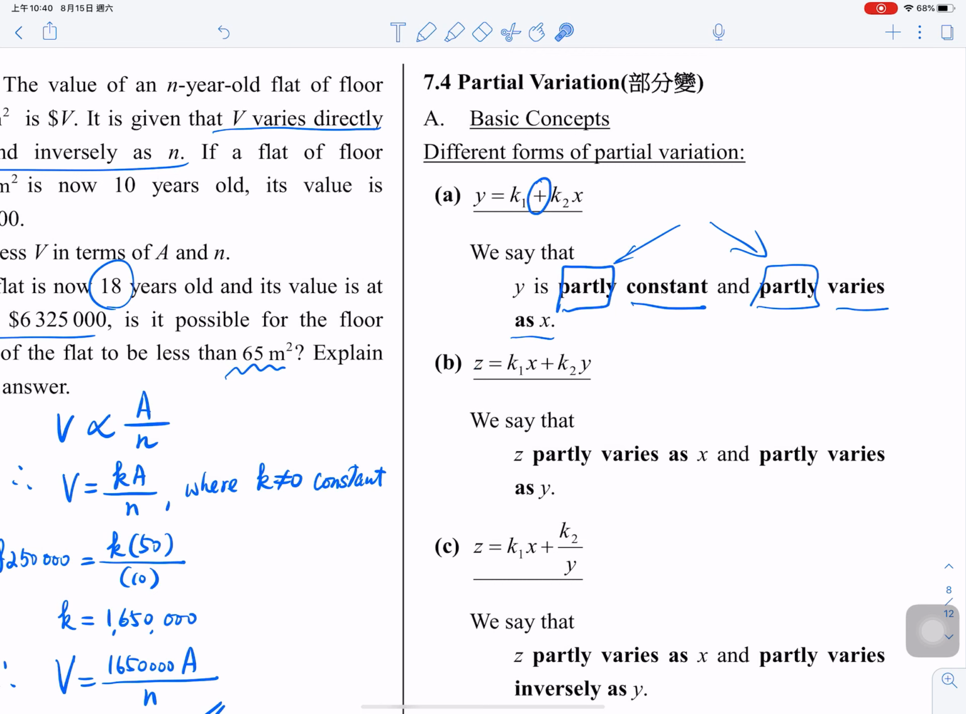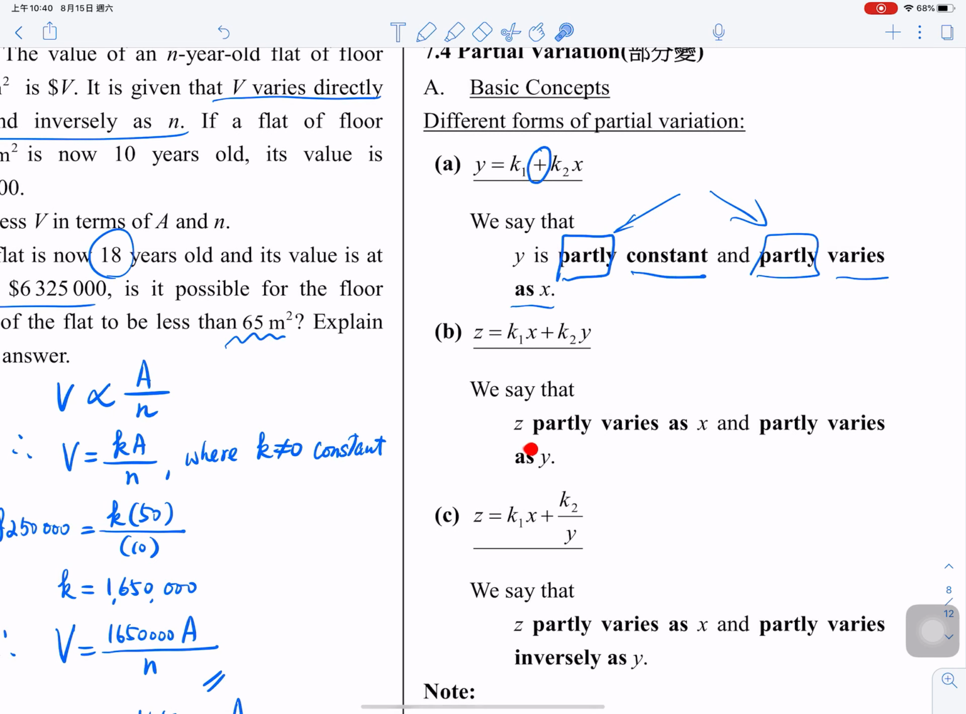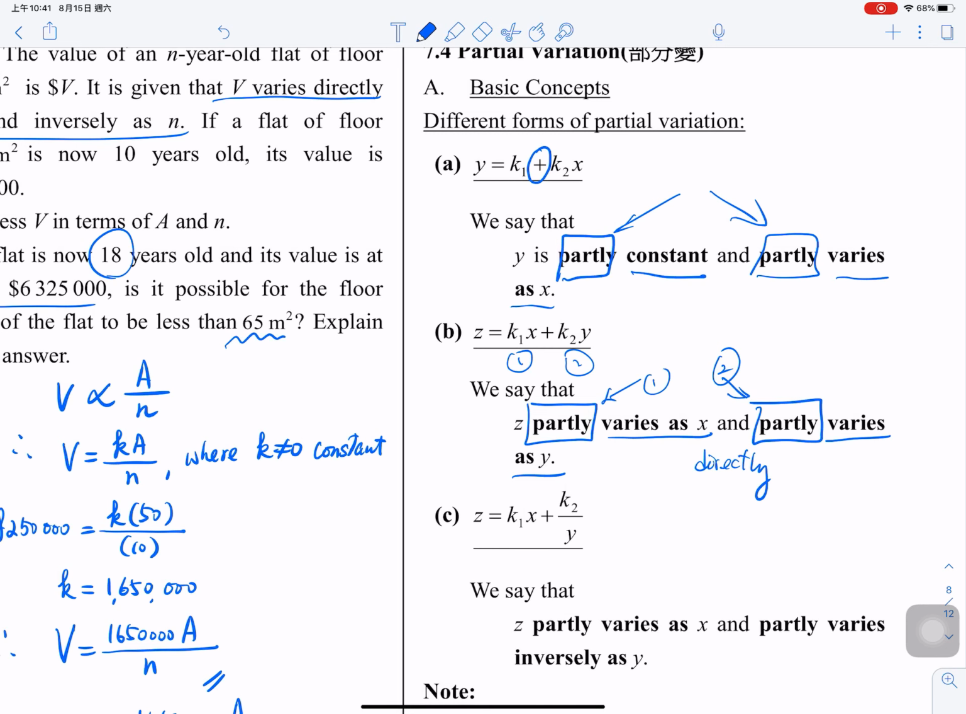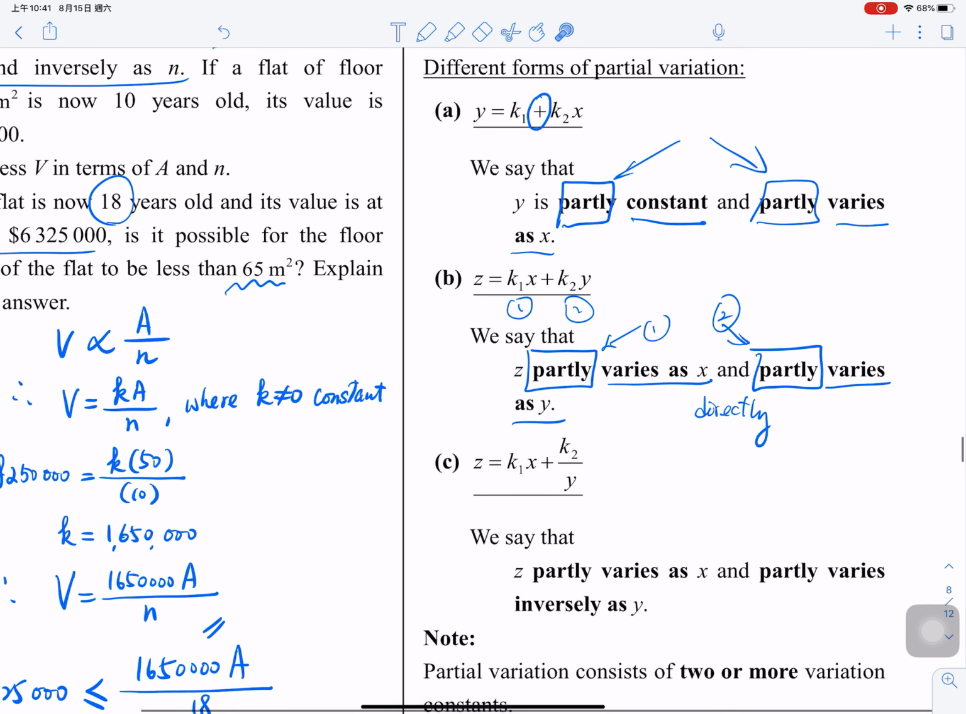Let's see the second one, B. We say that z partly varies as x, again partly, and partly varies as y, again partly. So two parts. You see 1, 2, so two parts. One is x, one is y, and here varies as x, varies as y. That means directly.